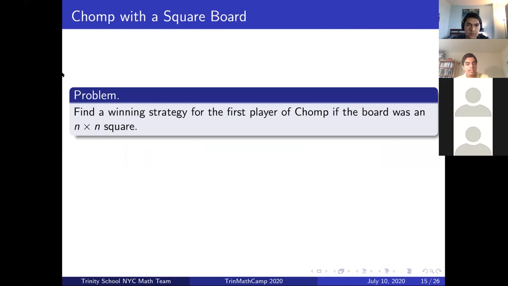So let's say we play Chomp with a square board instead. This is one of the cases where we can actually find a winning strategy. The problem I challenge you with is to find a winning strategy for the first player of Chomp if the board was n by n squares. I think this is really important, and I'll provide you a hint in about 2 minutes.